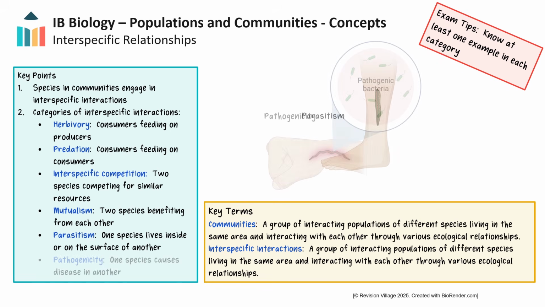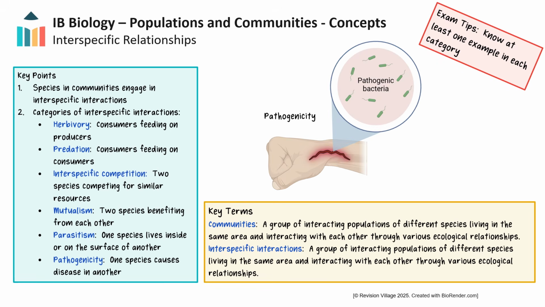Finally, pathogenicity is distinguished from parasitism as one species is a pathogen that causes disease in the host. Pathogens are often viruses, bacteria, and fungi that include examples like tuberculosis bacteria that infect humans. These relationships influence community structure, population dynamics, and the flow of energy and nutrients through the ecosystem.